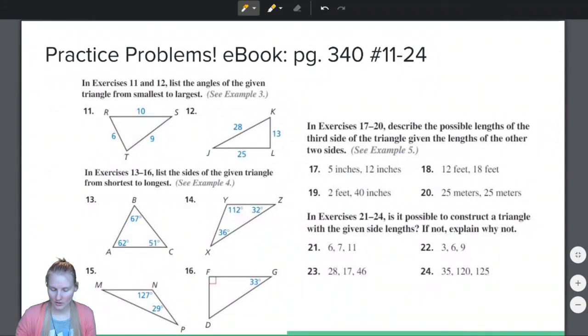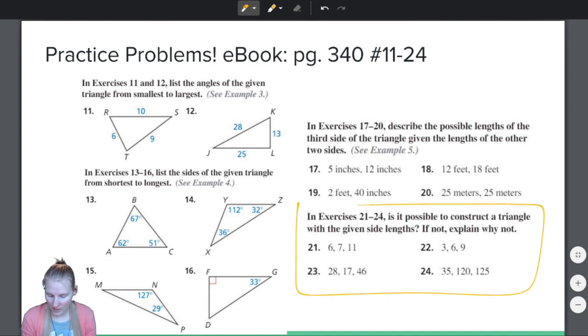And here are some practice problems that you can do to practice the skills that you have learned in this video. Now, these last set of problems, we didn't do an example explicitly like these, but these use the Triangle Inequality Theorem. So, you can use the Triangle Inequality Theorem to help you with 21 through 24.